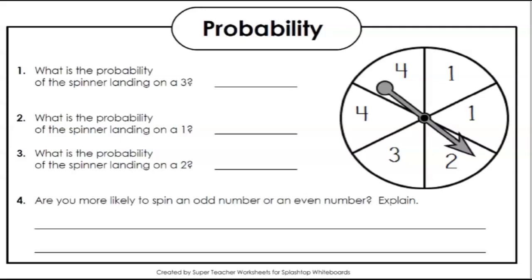The fourth question's a little bit tricky, so let's read it carefully. Are you more likely to spin on an odd number or an even number? Well, let's remember, odd numbers we have 1s and 3s, and for the even numbers we have 2s and 4s, and there's 3 of each. If I think about a circle and I split that circle in half, there's 3 sections on each side. So if there's 3 and 3, it's equally likely that we'll spin on an odd or even number.